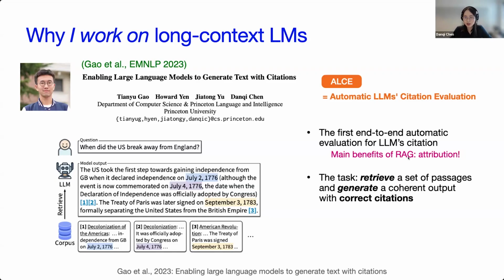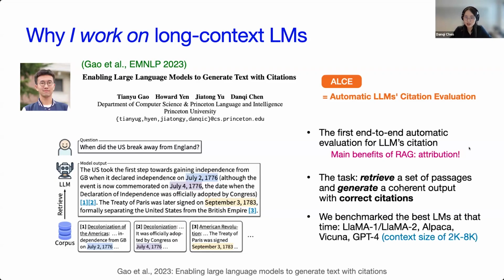I will not go into details of this work, but in order to develop these benchmarks, at the time we tested the best language models available, this was early 2023. Actually, Llama 2 even came out after we almost wrapped up this project. So we basically tested Llama 1, Llama 2, and GPT-4, and also some instruction-tuned models based on Llama like Alpaca, Vicuna. Again, the context window size basically ranged from 2,000 tokens to 8,000 tokens.